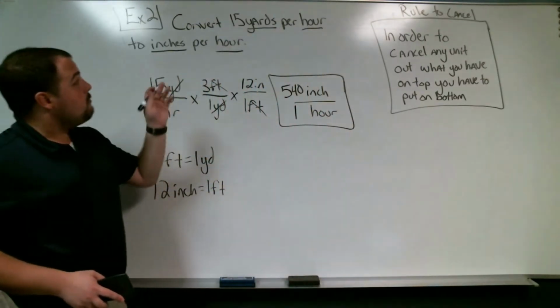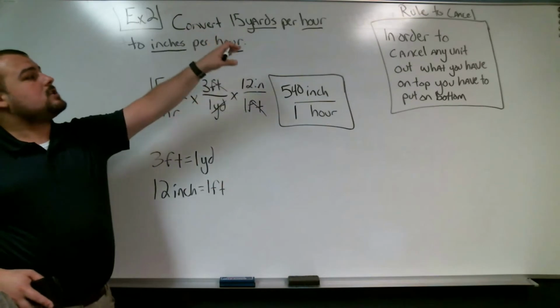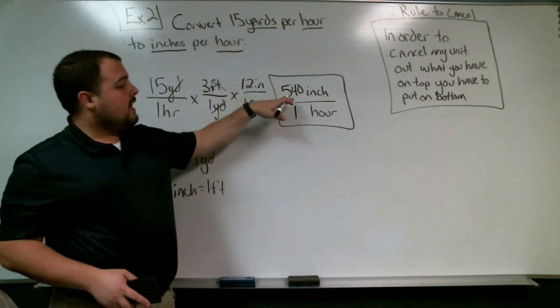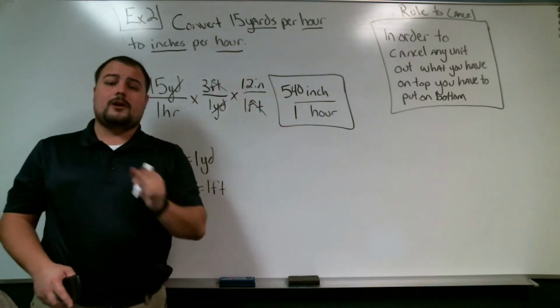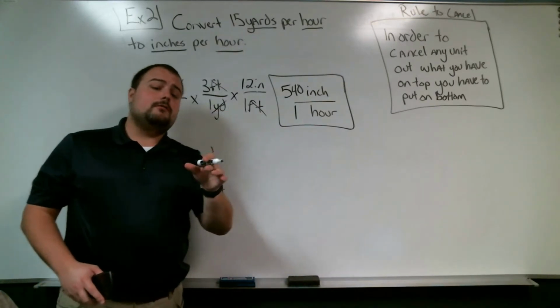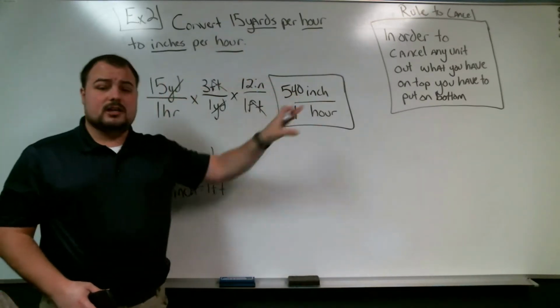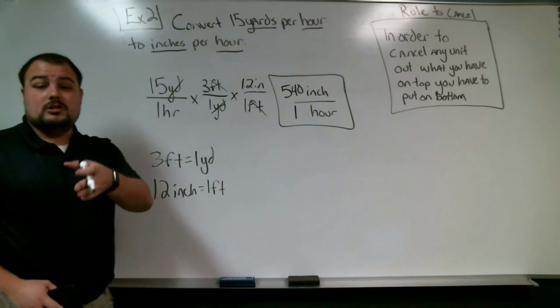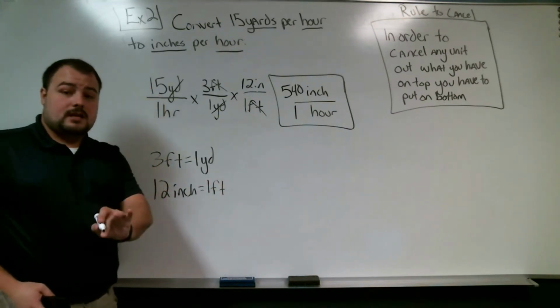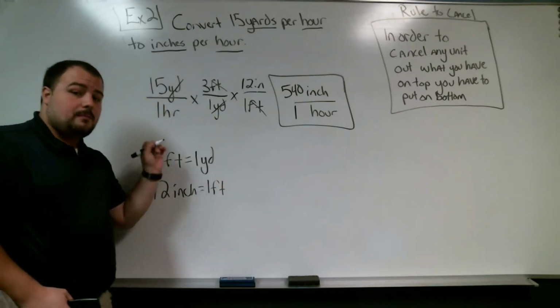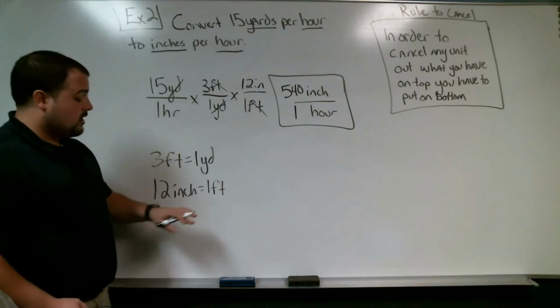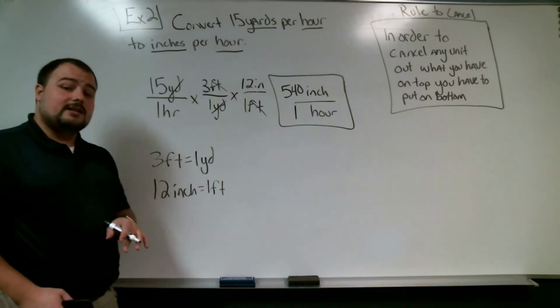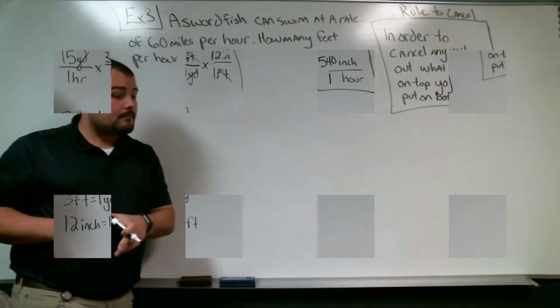So, if we were moving at a speed of 15 yards per hour, we would be moving at 540 inches in 1 hour. And we have converted our unit rates. We changed from yards to inches. And a reminder: whatever you have on top, cancel out by putting on bottom, and multiply straight across. Make sure you have your units of measurement so you can cancel out units. Let's go ahead and try some more.